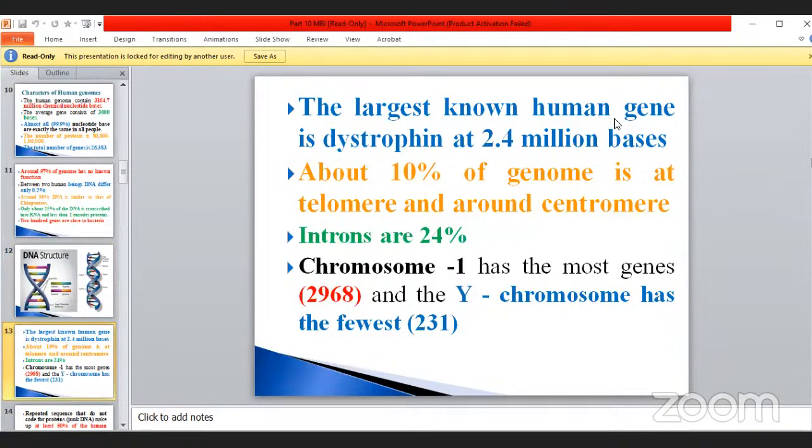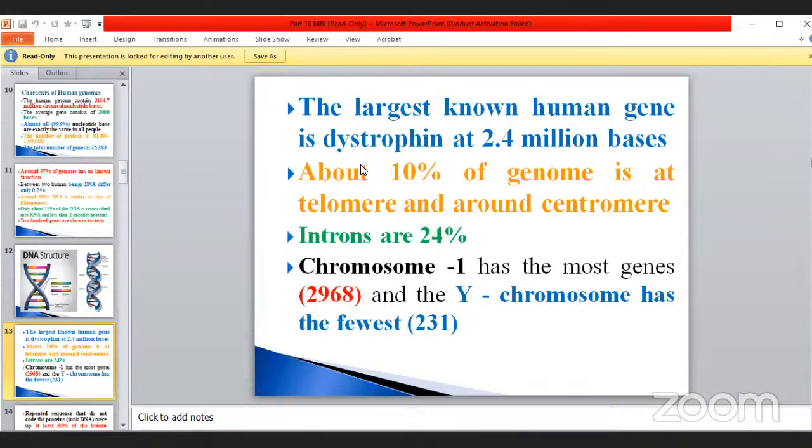The largest known human gene is dystrophin. Don't forget, my dear. This is very, very important. The largest known human gene is dystrophin at 2.4 million bases. Sometimes they may ask the question, which one is the largest human gene? Dystrophin, right? Dystrophin contains how many million bases? Like that, they may ask the question.